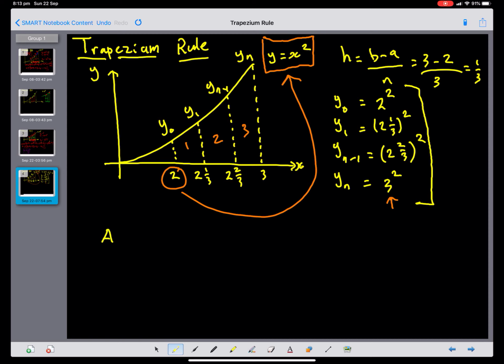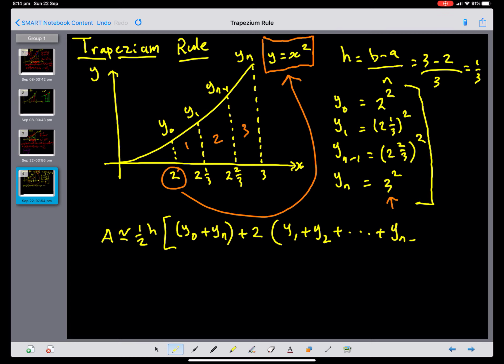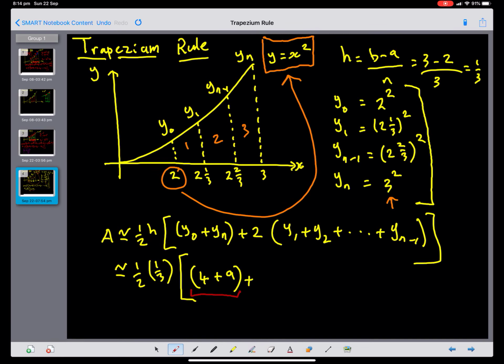Okay, so let's work out the area. And I always start by writing the formula first before we substitute in. So we got half h, square brackets, y0 plus y of n plus 2 of y1 plus y2 yn minus 1. Okay, so we got our formula. This time the height is 1/3, and we've got y of 0, which is 4, y of n, which is 9. By the way, this is going to be the same no matter how many partitions you have, because the length of the first height and the length of the last height is going to stay the same. Plus we've got 2.